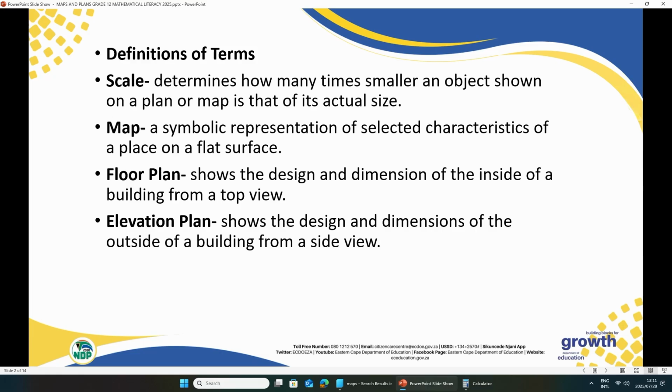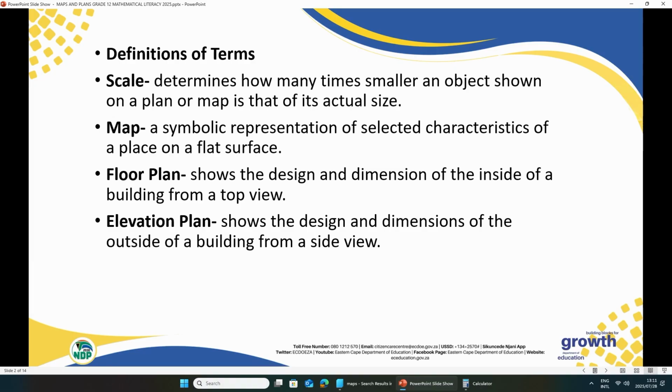Okay, let's start off with the definitions. The first term I want to look at is scale. Scale determines how many times smaller an object shown on a plan or map is than its actual size. In other words, a scale is used to reduce the size of an object so that it can fit on the paper. Remember, look at how big this country is, South Africa. But if we want to make it fit on a paper, we are going to reduce its size by a scale. We will look at the types of scale later on in the lesson.